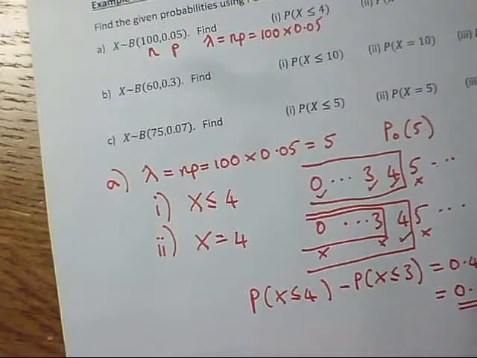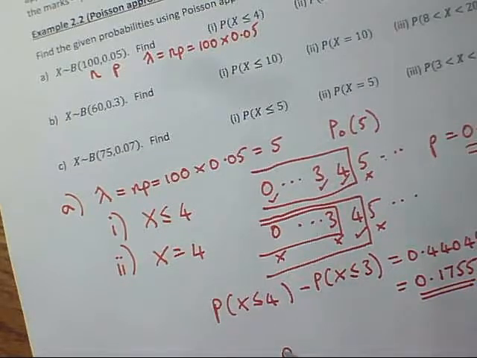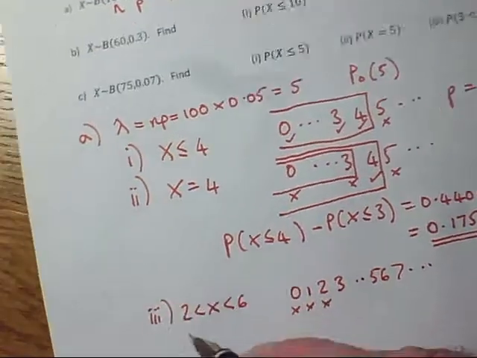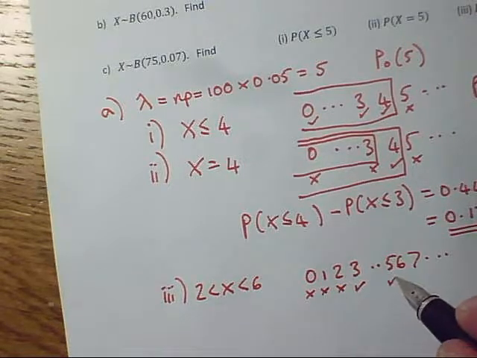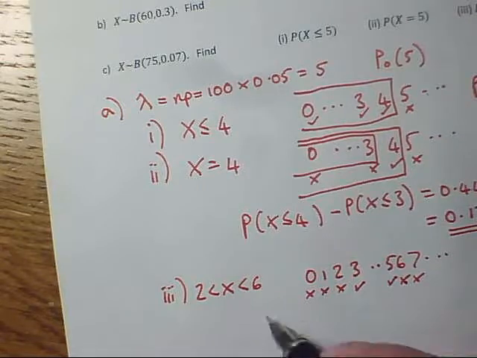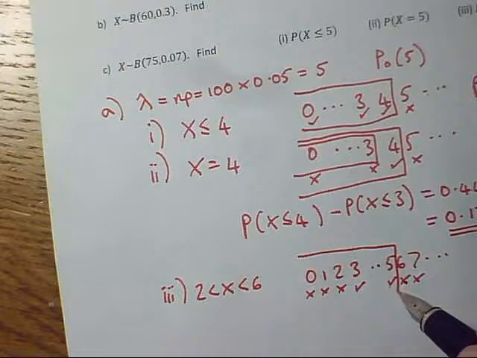So for part 3, list of outcomes, 2 is going to be less than x, is going to be less than 6. So my list of outcomes is 0, 1, 2, 3, dot, dot, 5, 6, 7, dot, dot, dot. So I don't want 0 or 1. I don't want 2. So it's got to be bigger than 2. I do want 3. I do want 5. I don't want 6 or 7 or anything higher, because it's got to be less than 6. So therefore my box that includes everything I want comes up to 5.